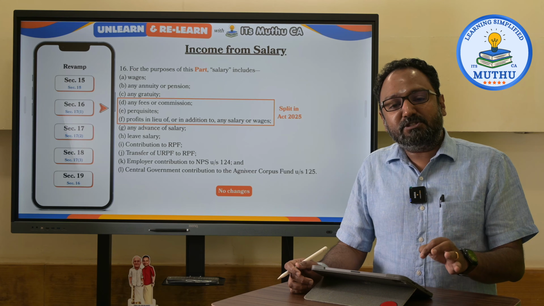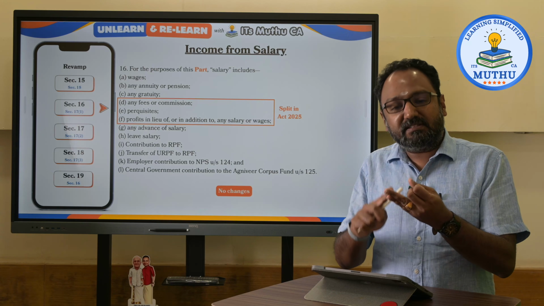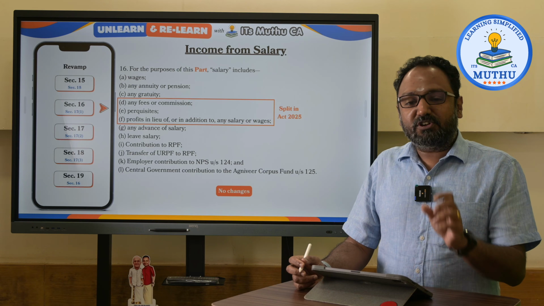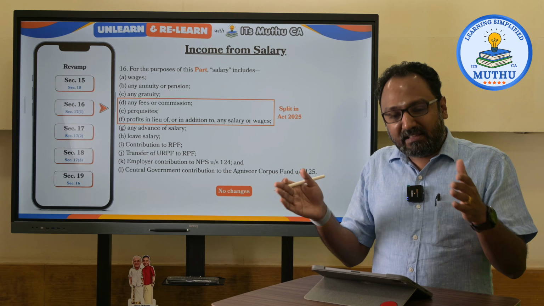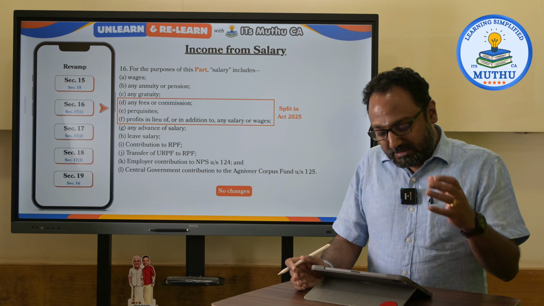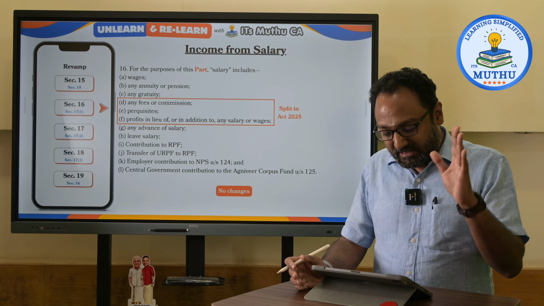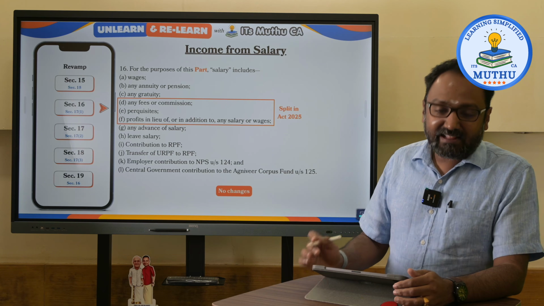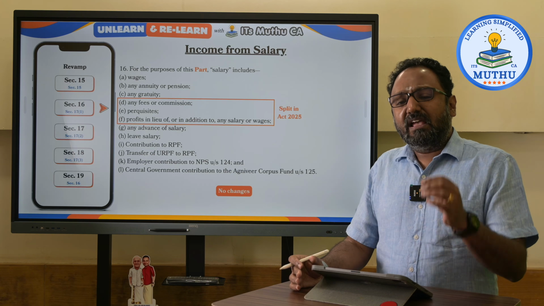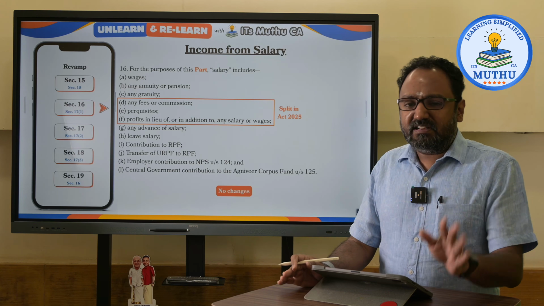So what do you mean by this part? For sections 15, 16, 17, 18 and 19, salary includes these. So instead of referring to the section numbers, they are referring to the whole part, because now it's 5 sections. It's not simple. So instead of referring to all the 5 sections, they have said of this part. So salary includes everything, wages, whatever was covered in section 17.1 is exactly covered in section 16 also.